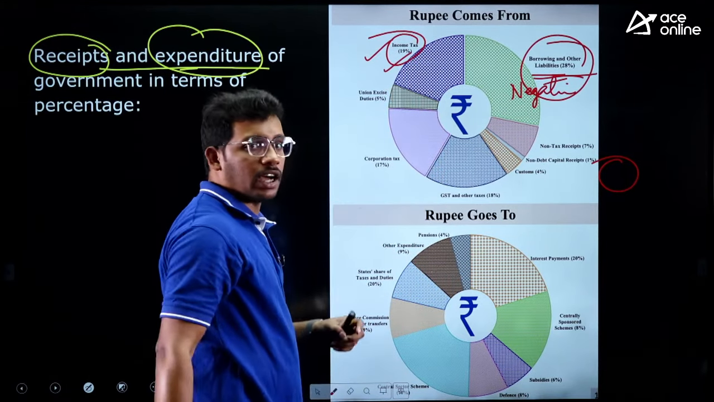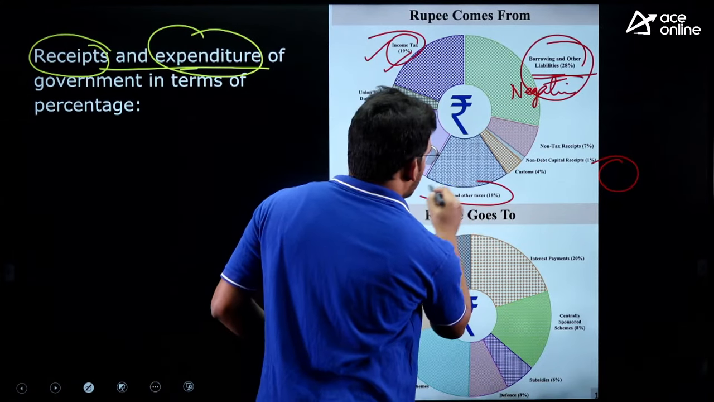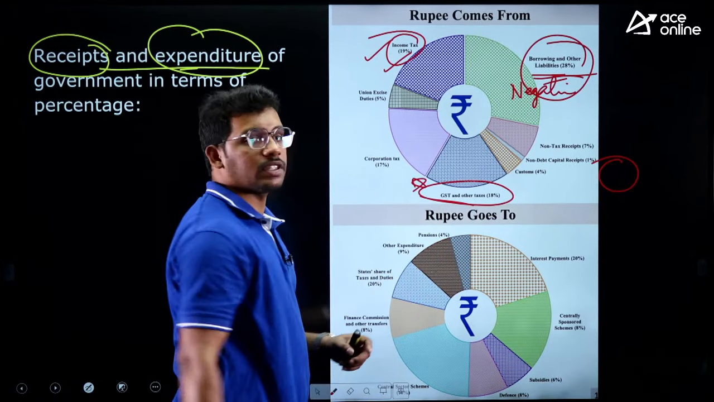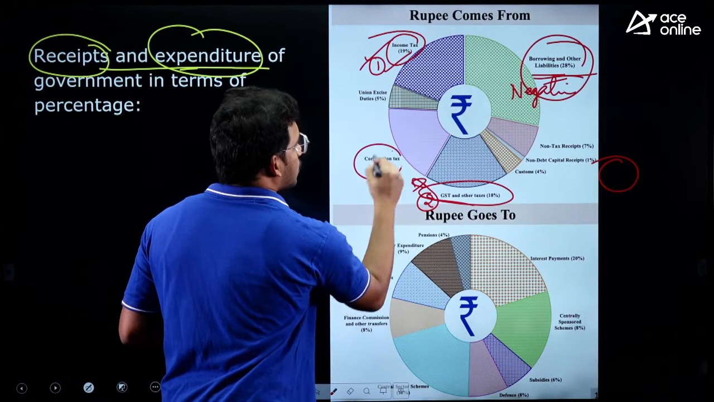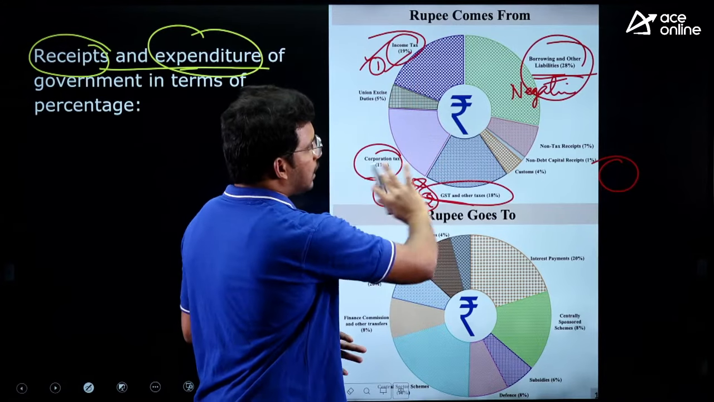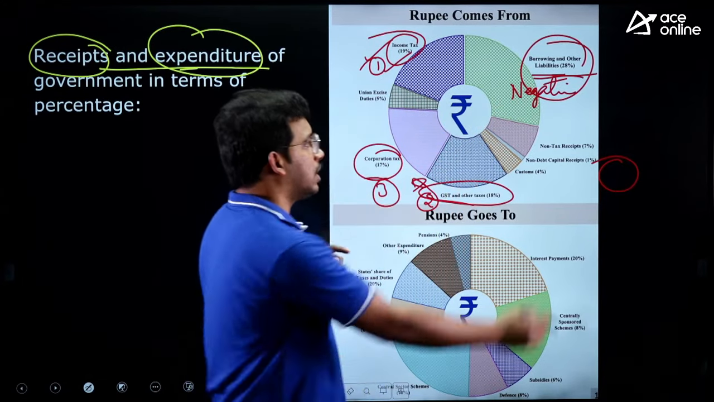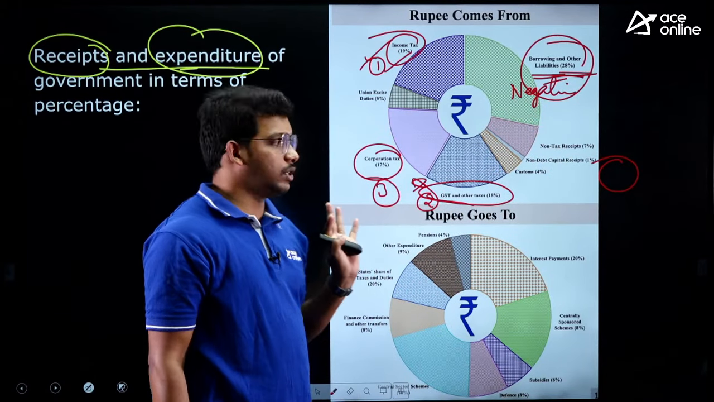Here income tax is the highest revenue for the government, followed by GST. So GST collections and other taxes form the second. This is first, and third is corporate tax, that is from private companies, right? So these three are important to remember. And what is the amount of borrowings the government is taking? 28% of receipts are nothing but borrowings, right?